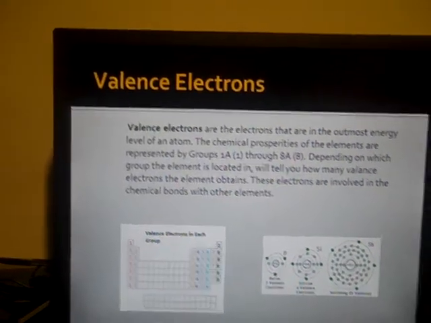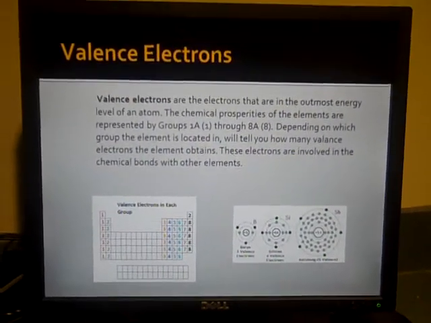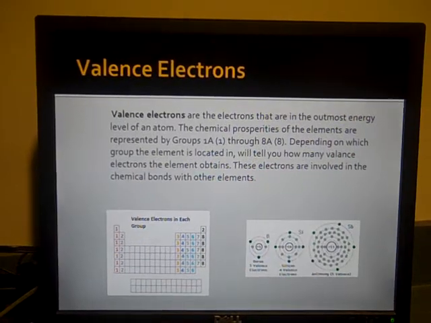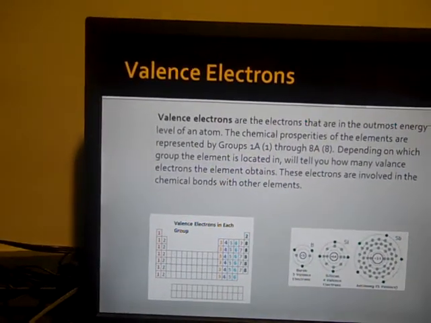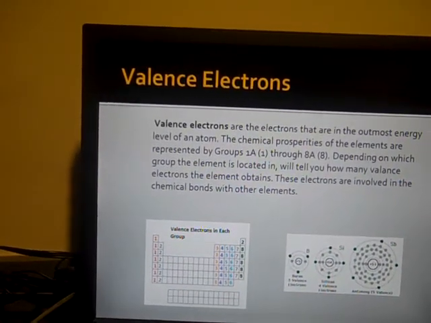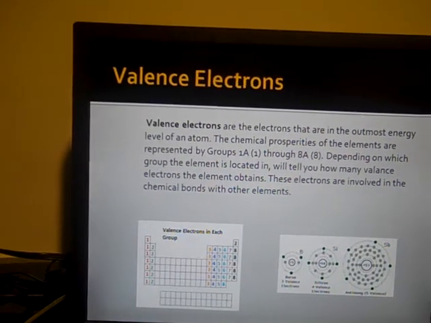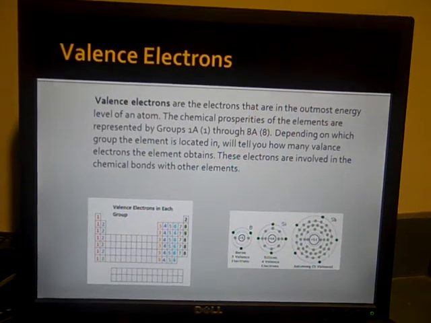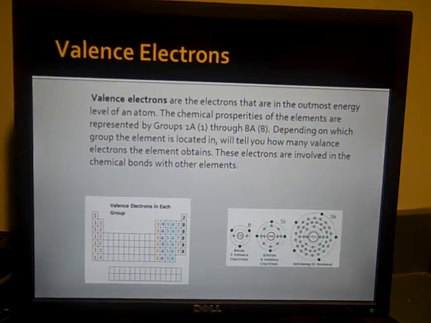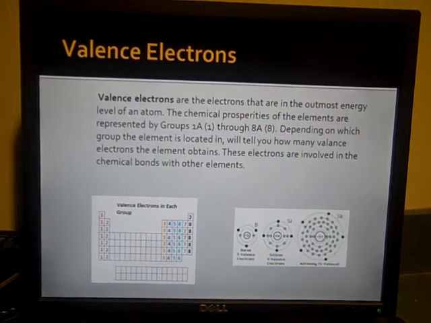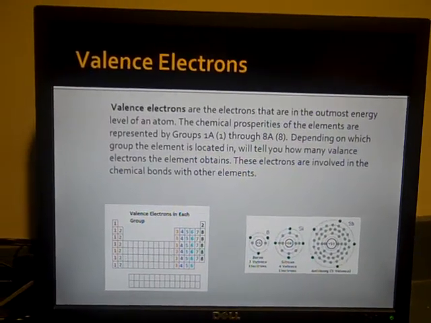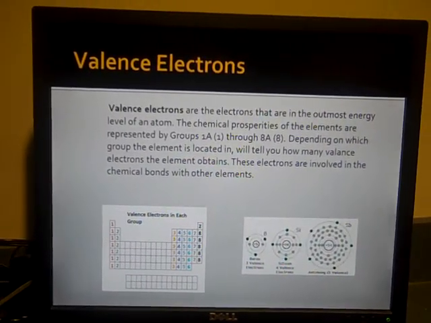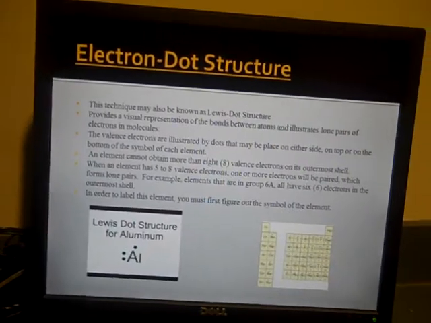Valence electrons are electrons that are on the outermost energy level of the atom. The chemical properties of elements are represented by groups 1A through 8A. Depending on which group the element is located in will tell you how many valence electrons the element has. These electrons are involved in the chemical bonds with other elements.